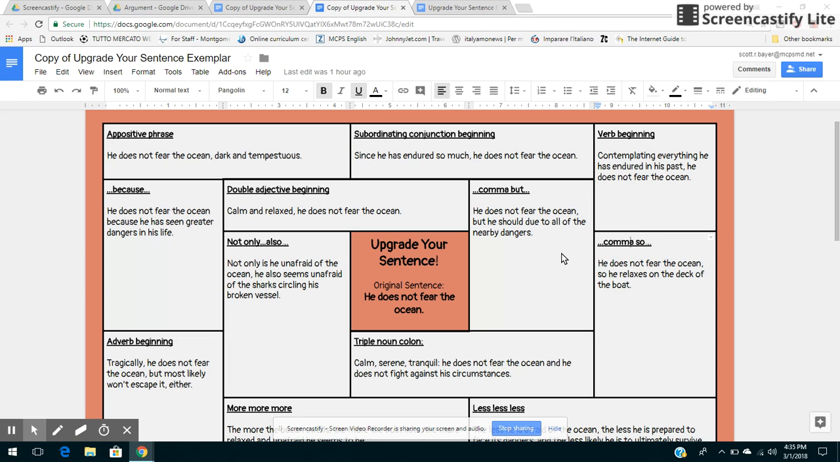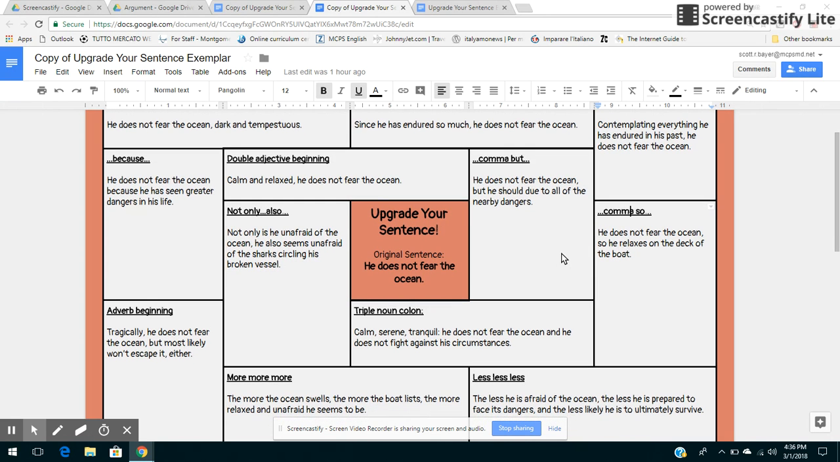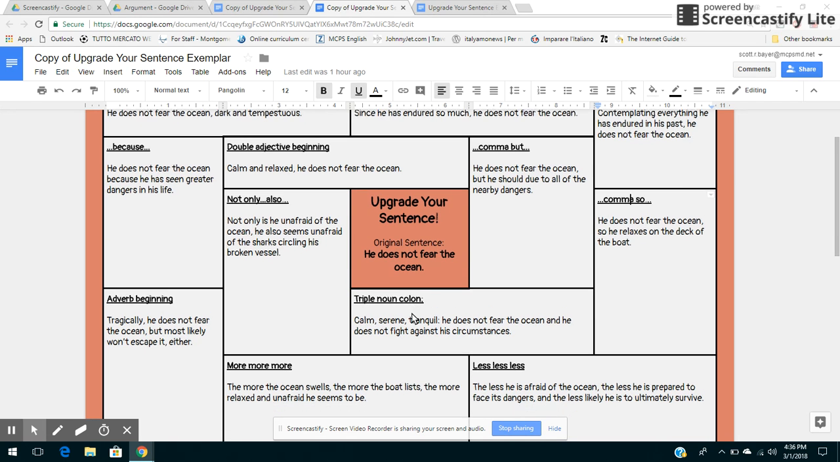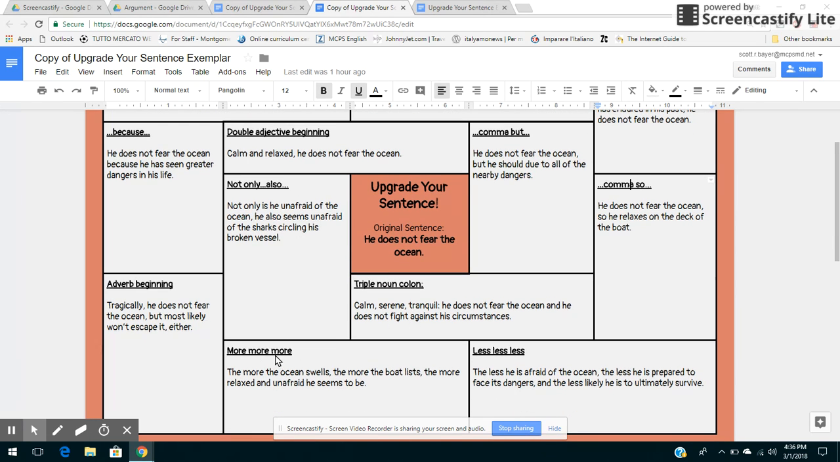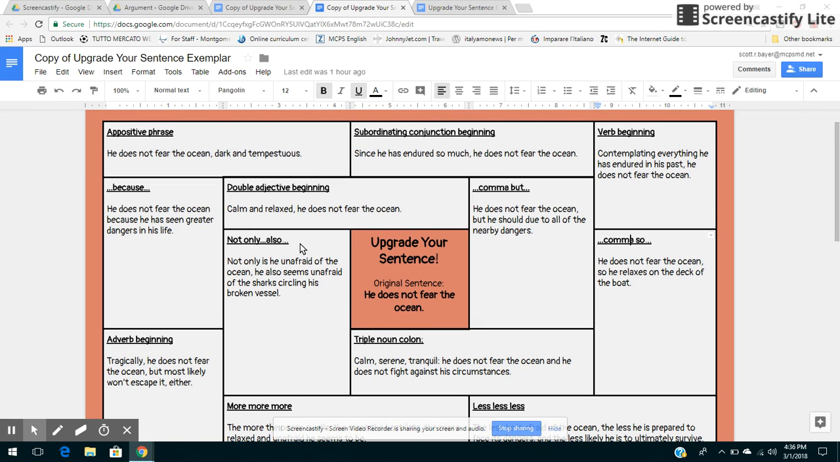So some of these things they've seen before. And some of them are fairly basic, right? We might think, oh, writing a sentence with because is pretty basic. And one of the things I like about this is it really provides a lot of differentiation for kids, because starting a sentence with a triple noun and then a colon is a very advanced sentence, or more, or less, or not only, but also. And so we have varying levels of complexity, and it kind of meets kids where they are in their writing needs.